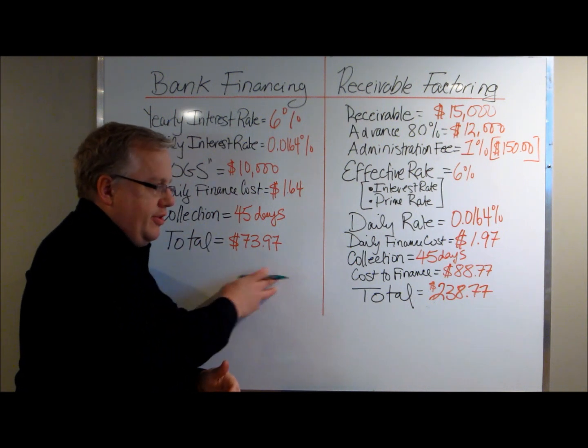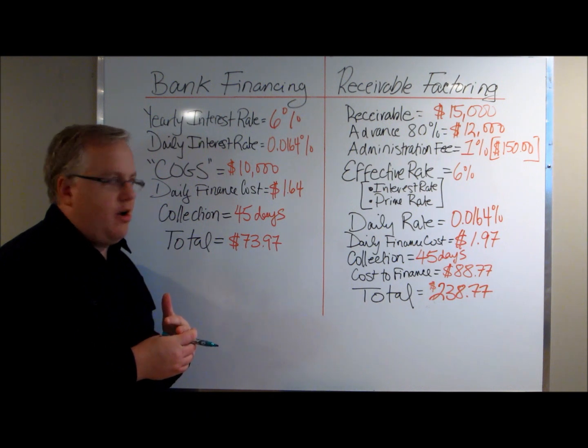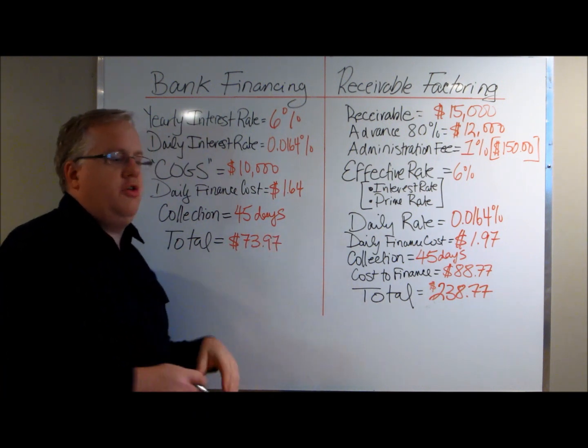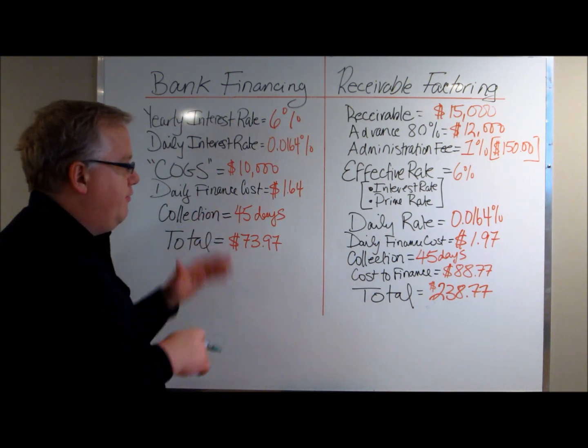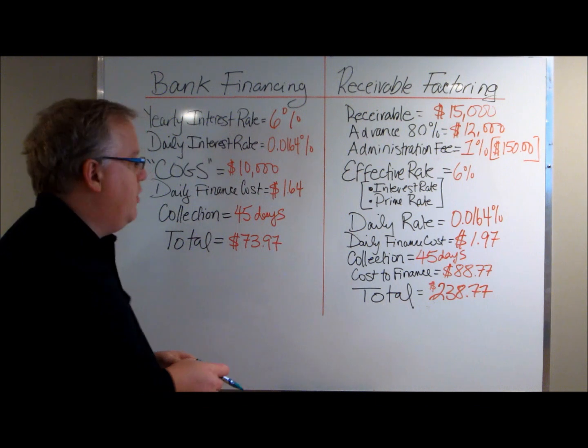This entire example is available on my website, driversuccess.com. There's a sample Excel spreadsheet that has this very same example, and you just need to input the different variables in terms of your interest rates and the days it took to collect on the invoice, okay?